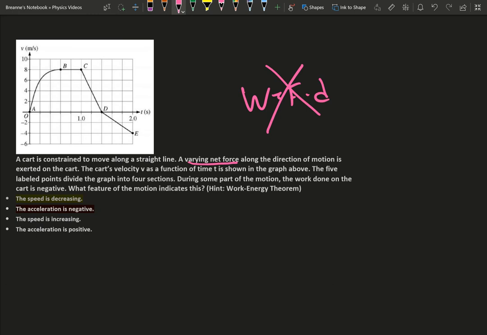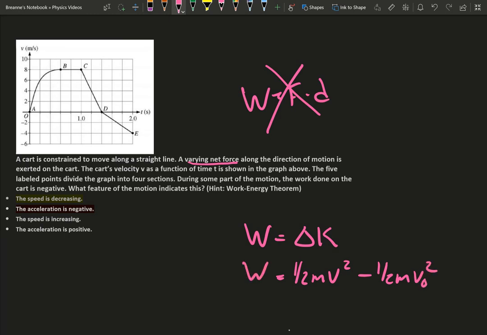So again, you have to think about your work energy theorem. So our work equals our change in kinetic energy. So for our change in kinetic energy to be negative, because it's our final minus our initial, for it to be negative, that means our initial velocity has to be bigger than our final velocity. So in what situation is our initial velocity bigger than our final velocity?